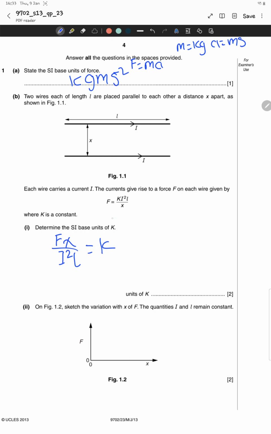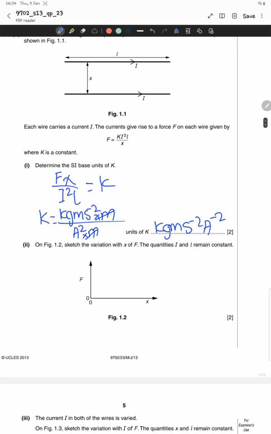Now, force is going to be kg m s^-2. x is distance, so it's meters. Current is obviously ampere, so A squared, and then length is, again, meters. So we can just cancel out the meter, and then just go kg m s^-2, and then A squared above would be A^-2.